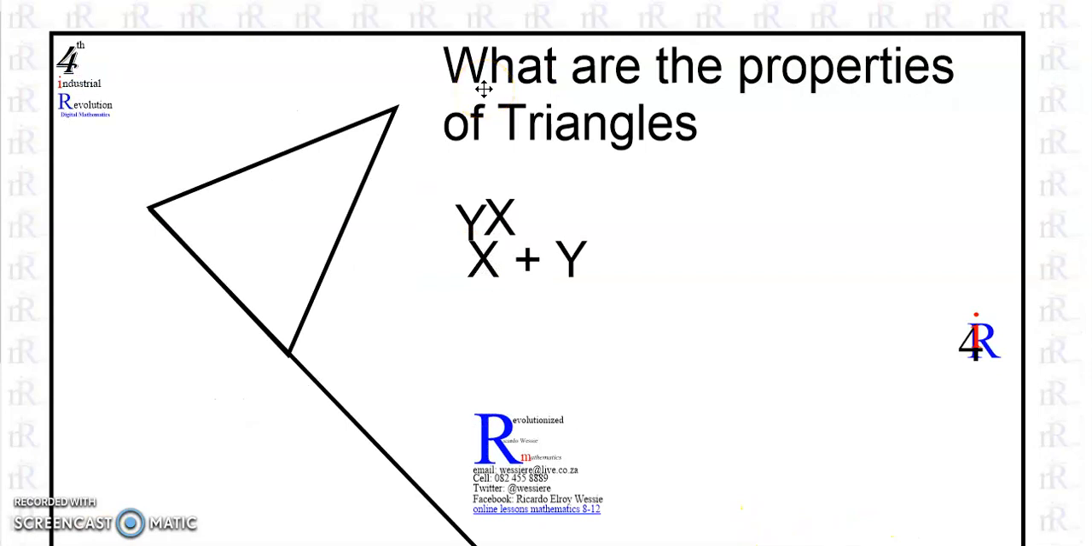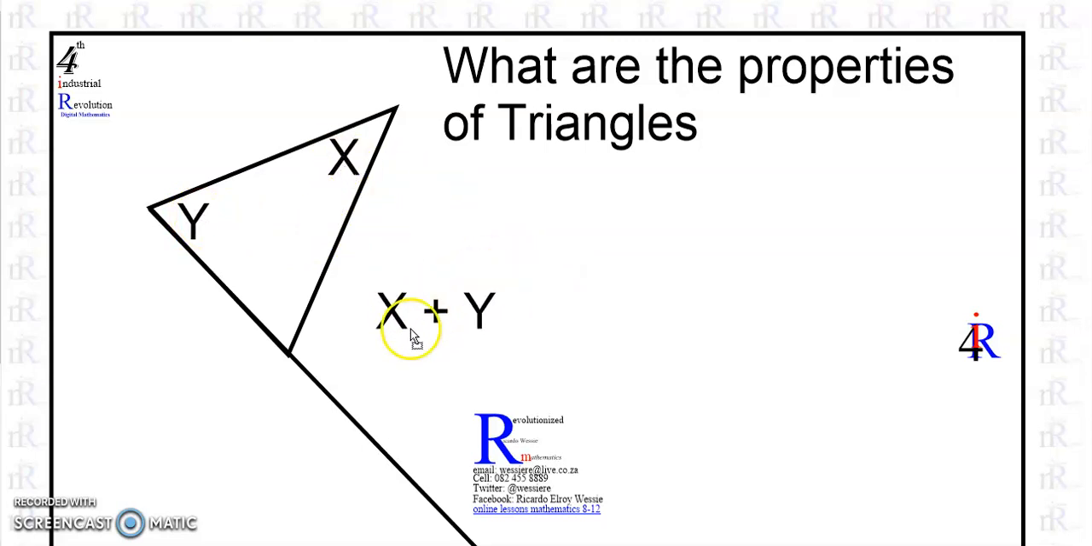The last property that is mostly missed by learners in working with triangles is the following. When one of the sides of the triangle is extended, this creates an exterior angle of the triangle. And the exterior angle of the triangle is equal to the sum of the opposite interior angles. Meaning, x plus y will be the same size as this angle.